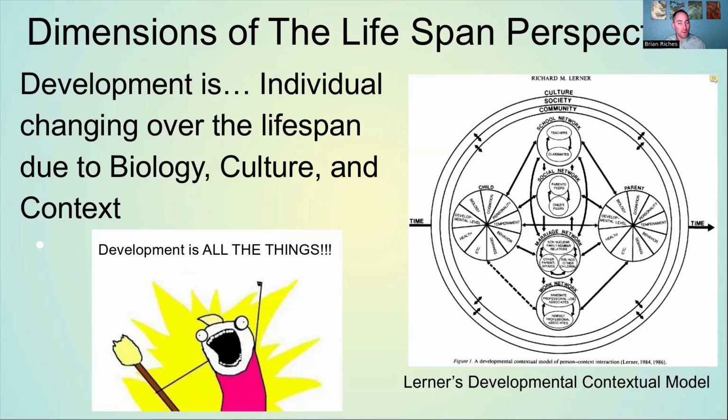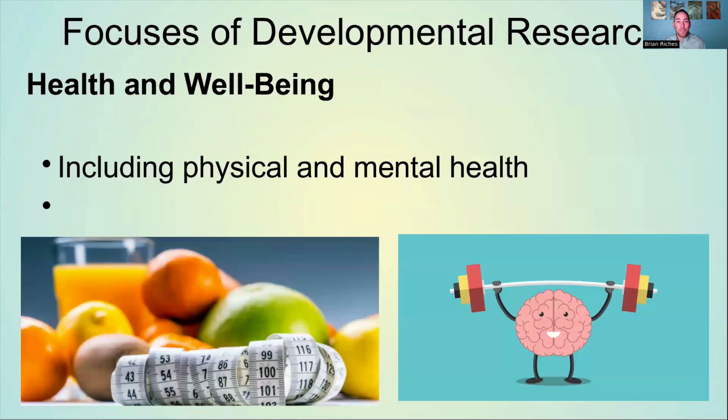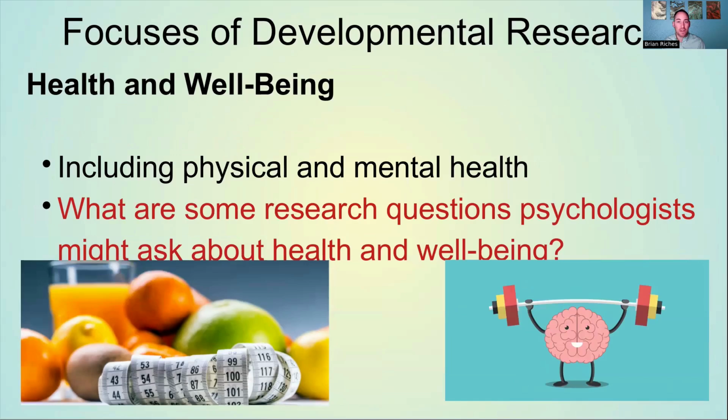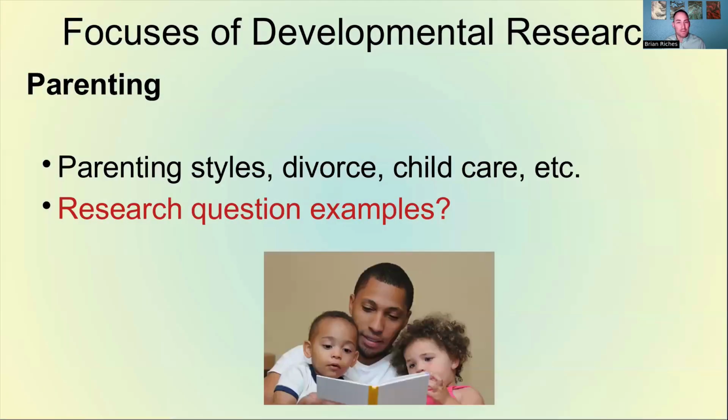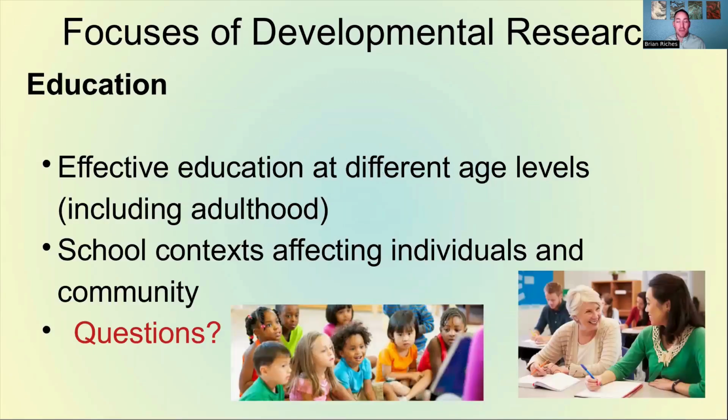So a couple main focuses in developmental research that we'll find, and you'll see examples of throughout the textbook and examples in our classes, are health and well-being. So maybe take some time to think about some research questions that developmental psychologists might ask about health and well-being. Also, parenting is a big focus of developmental research. What parenting styles are good? How is divorce affecting children? Those kinds of things. Education is another big area of developmental research, and we'll work with other disciplines like education professionals to figure out what kinds of education work best.